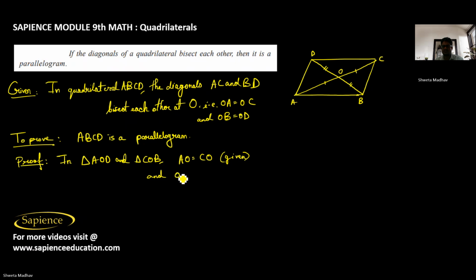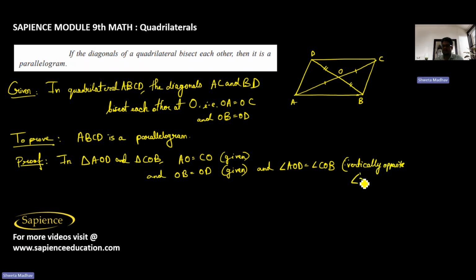and also OB equals to OD, which is also given, and angle AOD that is equal to angle COB, since vertically opposite angles are equal. Therefore, I can say that triangle AOD is congruent to triangle COB by side angle side, that is by SAS rule of congruency.